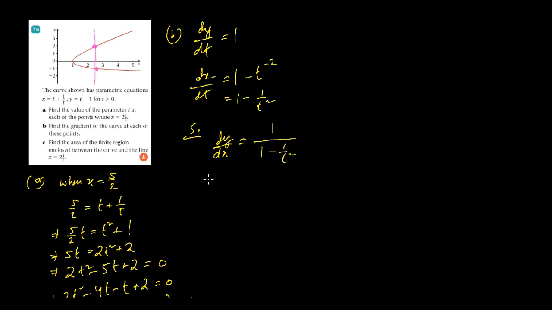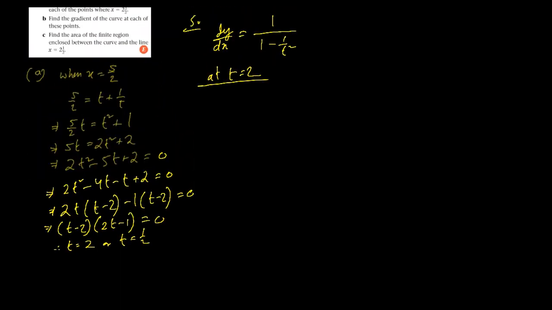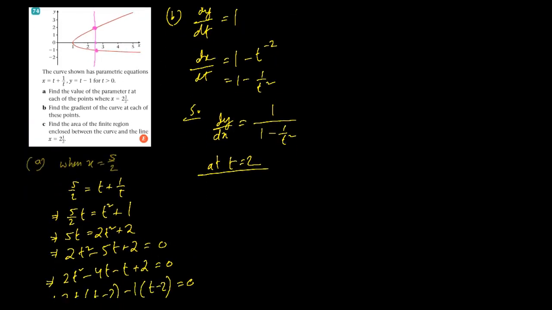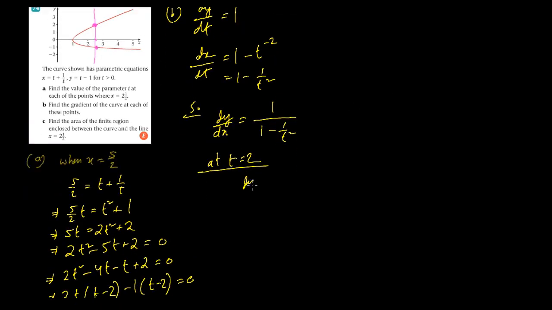So first at the point t equals 2, so we have two values, t equals 2 and t equals half. At t equals 2 we have dy by dx equals 1 by 1 minus 1 by 2 squared. This would be 1 by 1 minus 1 by 4. So 1 by 3 by 4. So this would be 4 by 3.